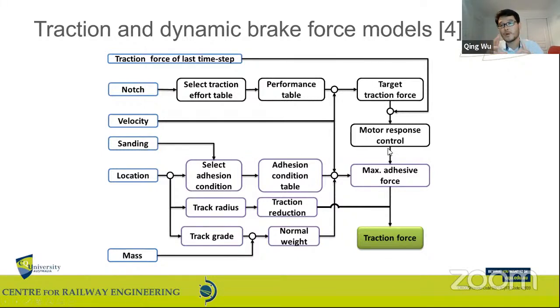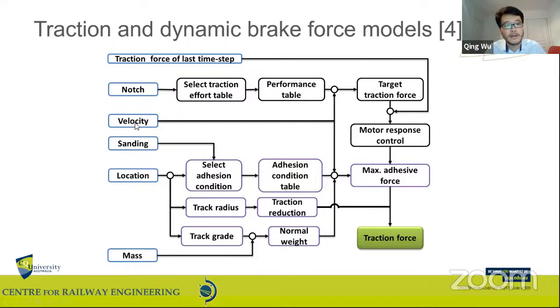Then after that, we also have to consider the adhesion limit between wheel and rail. The same as with road vehicles, where we have to consider the adhesion limit between tire and road. To get the maximum adhesion limit, we need many other inputs. The adhesion limit is linked to the train speed, the vehicle speed. It's also linked to the road condition, the rail condition. It's also linked to the mass of the vehicle.